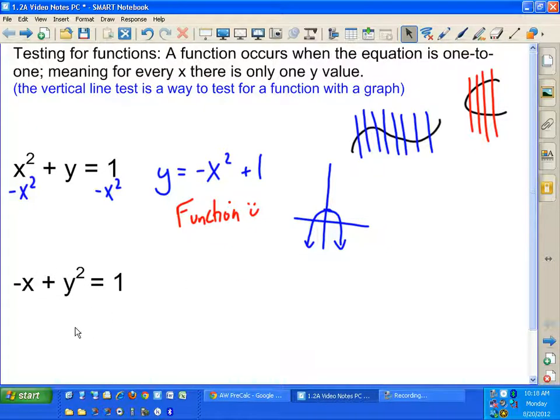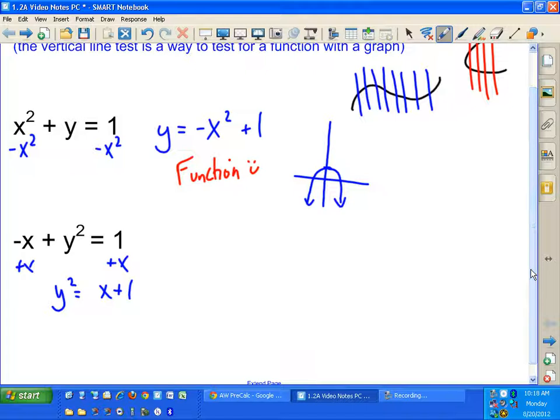It looks very similar, but you'll notice that if I add my x across the equal sign, I have y squared equals x plus 1. Now if I take the square root of both sides, since I'm solving for y and taking the square root, I end up with something that looks like this, a plus or a minus value. What happens here is that in this function, if I pick an x value, there's a possibility of two y values.